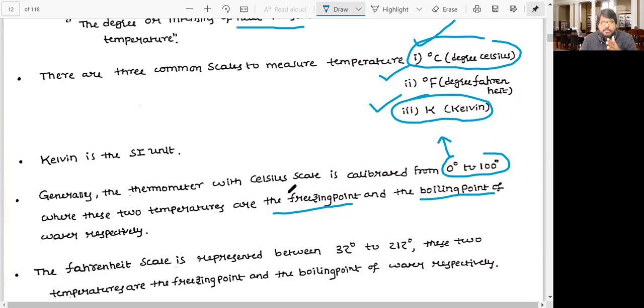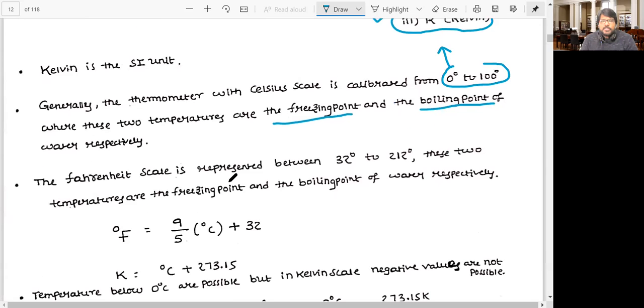In a normal thermometer, if you observe, the values are from 0 degree centigrade to 100 degree centigrade, where 0 is the freezing point and 100 is the boiling point of water. And the Fahrenheit scale is represented between 32 degrees to 212 degrees Fahrenheit. Again these two temperatures are the freezing point and boiling point of water respectively. And what is the relation between them?